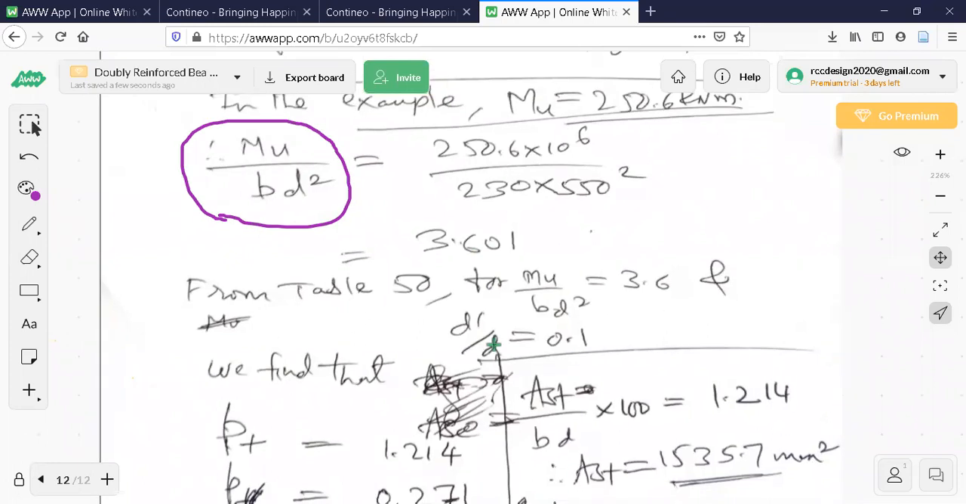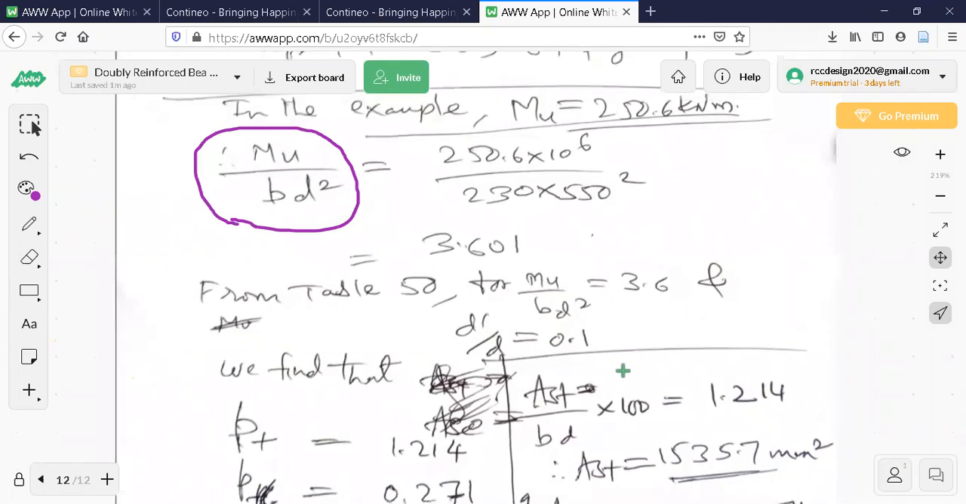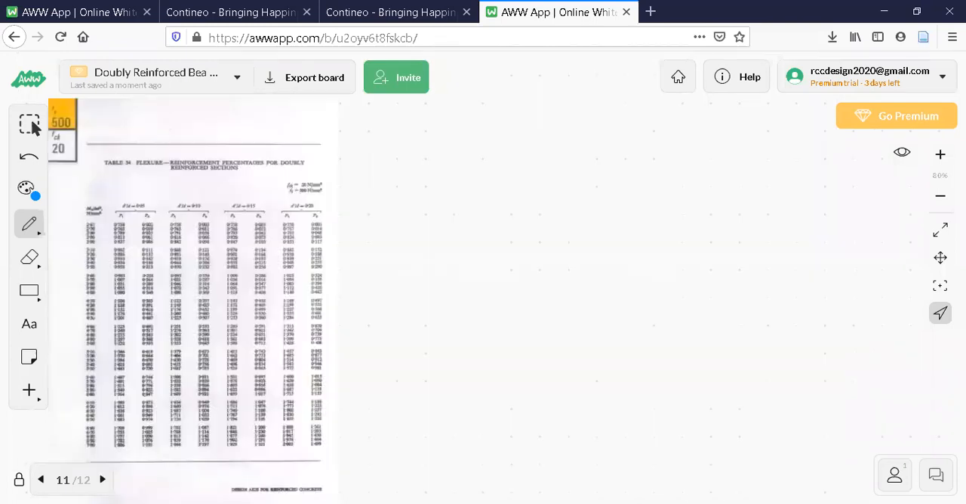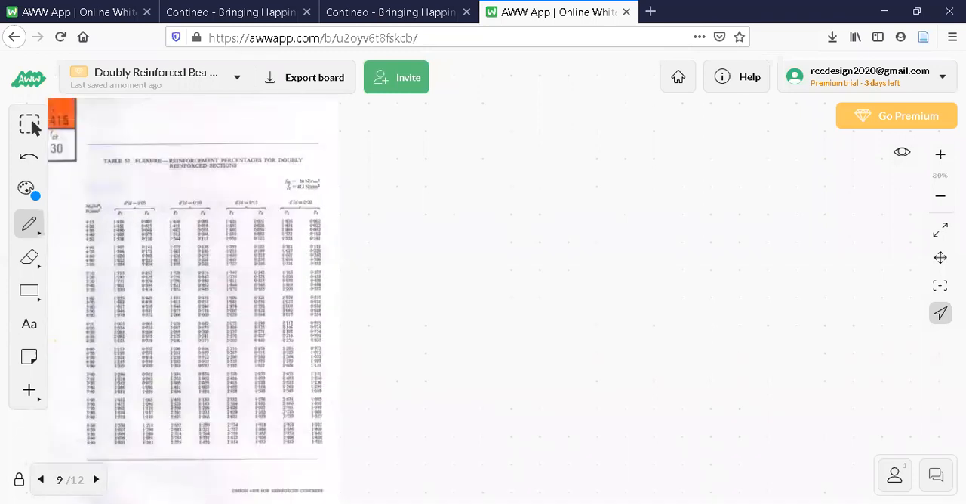So what I need to do is check the value of 3.6 in the first column. Vertically you check it, the first column, corresponding to d dash by d equal to 0.1. These two are important, and I will show you now. Observe this one. I should check 3.6 wherever it is, corresponding to 0.1. Now remember 3.6 and 0.1.